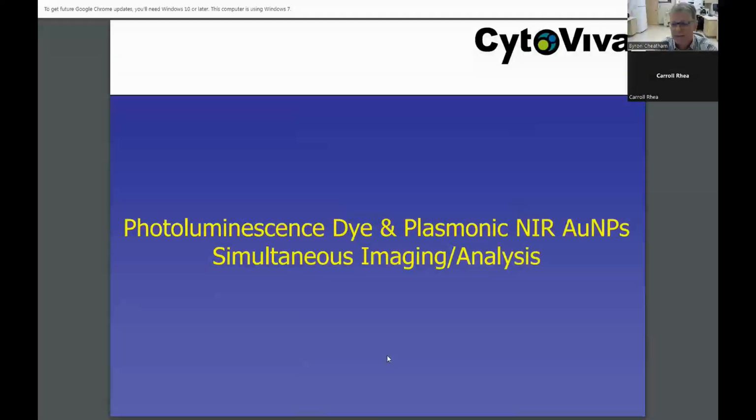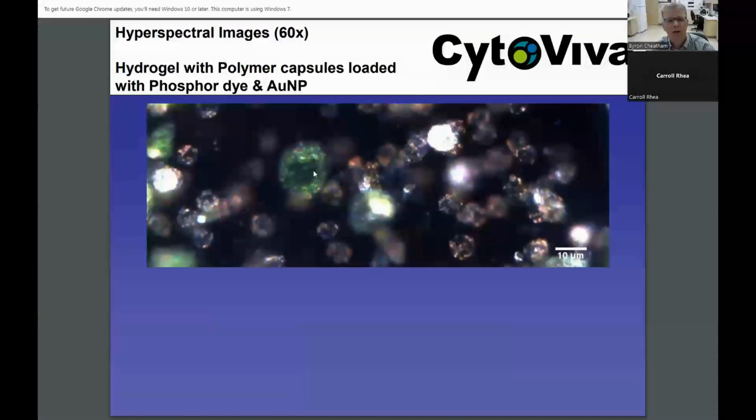And then the last example that I want to show is a really cool one. It shows the power of hyperspectral imaging, looking at two distinctly different sample elements in a single sample. We're looking at photoluminescent dye that's in the green range, and plasmonic nanoparticles that have been tuned based on their size, I imagine, to produce a reflectance spectrum in the near infrared. This is looking at the sample.